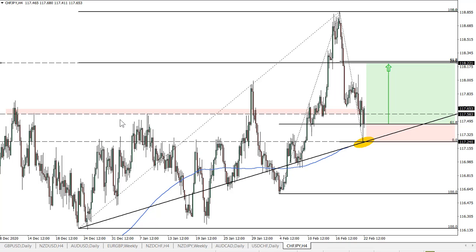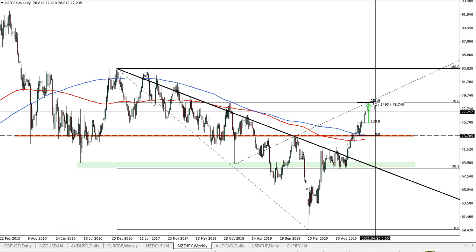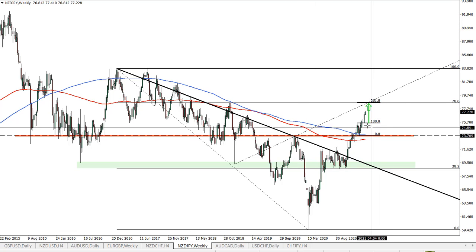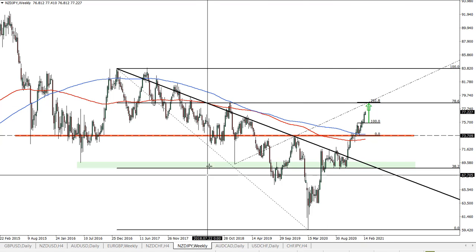Now let's look at the correlated pairs with the Swiss franc as well as the Japanese yen. So starting probably with New Zealand Japanese yen, and here we also have this uptrend still valid, and we expect here a continuation of an uptrend. So Swiss franc is still weak, and here we have 130 pip potential on this currency pair. So looks good. Since we shared this analysis, it continues to rise.